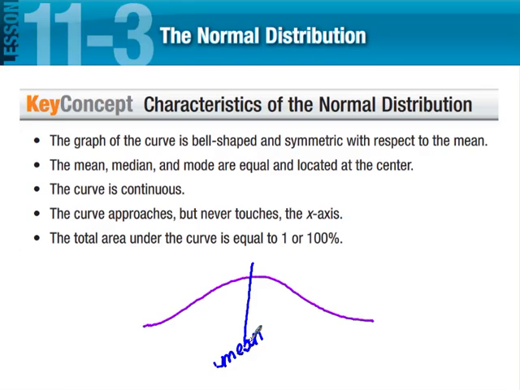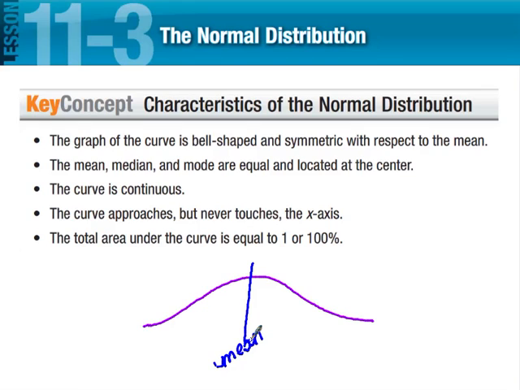The mean, median, and mode are equal, and they're located at the center. So the mean, median, and mode are central tendency values. Will be right here in the middle. The curve is continuous, which means there are no breaks, and that the curve approaches but never touches the x-axis. It keeps going on forever and ever.